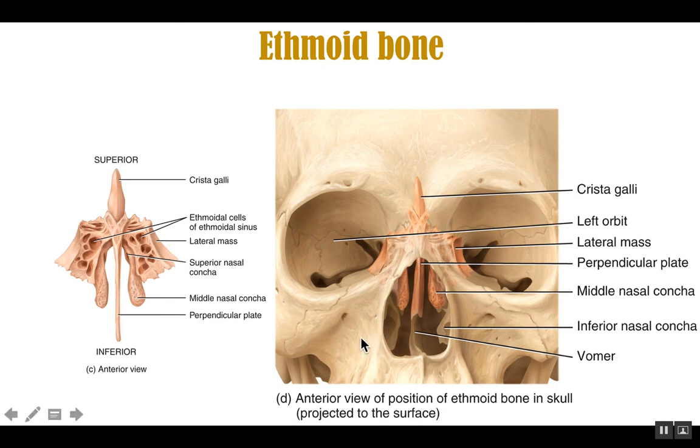Then when we get to the maxillae, we'll see that there are maxillary sinuses located in this area and this area. So that's the sphenoid bone and ethmoid bone. Both irregular shaped bones, both having a lot of structures to them.